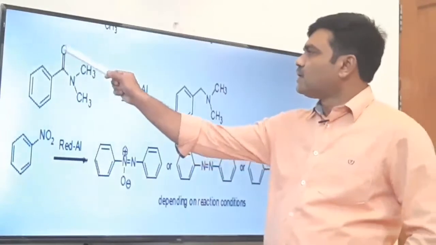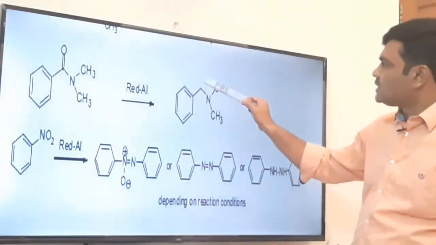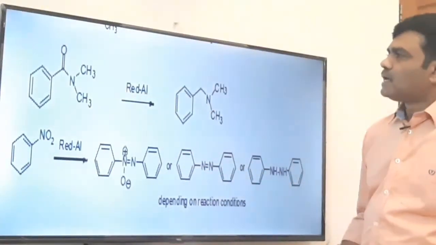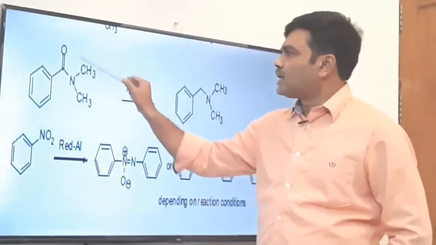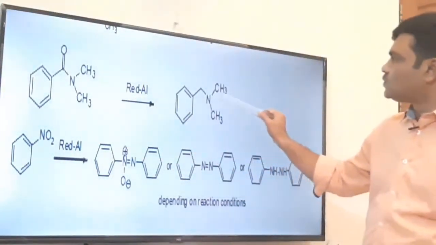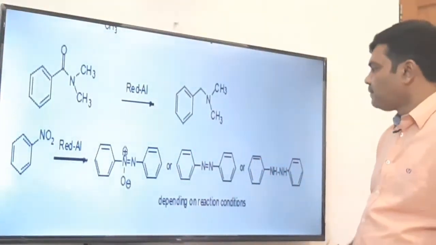Yes, see, this is an amide group. C double bond O and N is there. It is reduced to CH2N. C double bond O is reduced to CH2 group. Amide is reduced to amine.